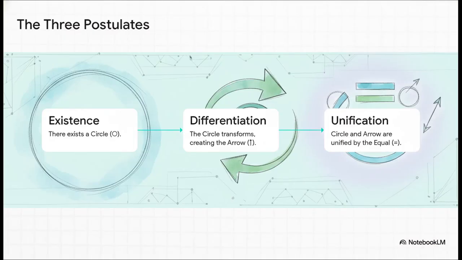So how do we even get to this trinion? Well, the theory builds it up with three pretty simple logical steps. First, just imagine that a circle, some kind of form, exists. Got it? Okay. Second, the circle isn't just sitting there. It's always changing and becoming different things. And we call that whole process the arrow. And third, and this is the key part, these two things aren't separate. The circle and the arrow are really just two sides of the same coin, unified by the equal sign.